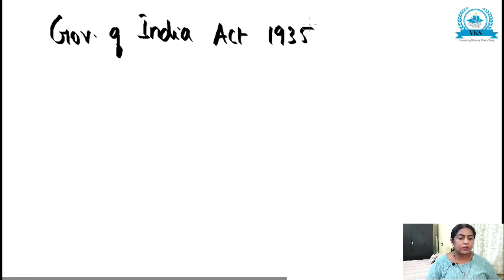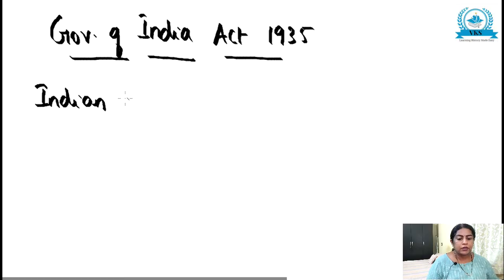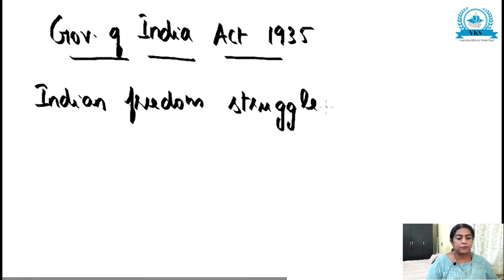So before going into the details about this act, let us see the background which was there in India, which led to the coming of this act. So the time was of the Indian freedom struggle. The Indian freedom struggle was the greatest mass movement in world history. It was a great movement in Indian history, and there were many important leaders who fought for India's freedom.